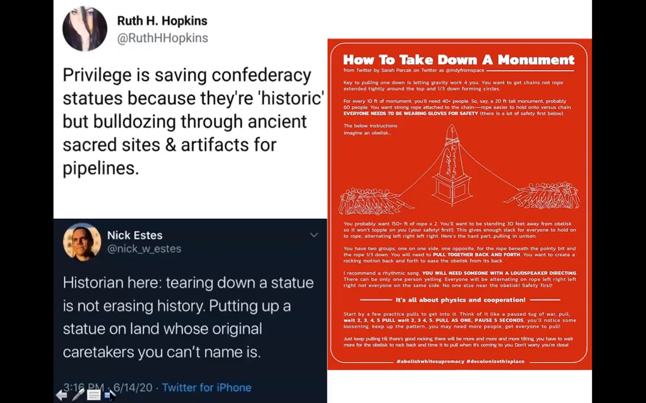Nick Estes, a historian, writes, "Tearing down a statue is not erasing history; it's putting up a statue on land whose original caretakers you can't name is." And this kind of shows you the comparison between the fact that we're erasing indigenous history while claiming these made up narratives are our actual history.